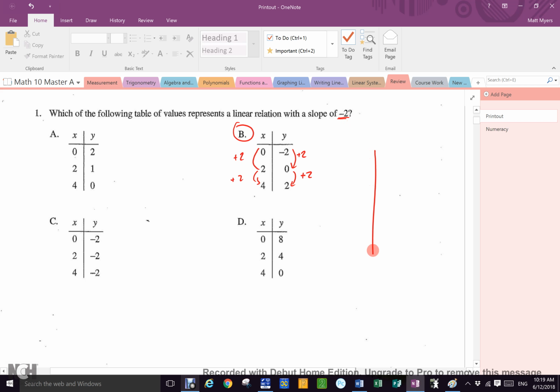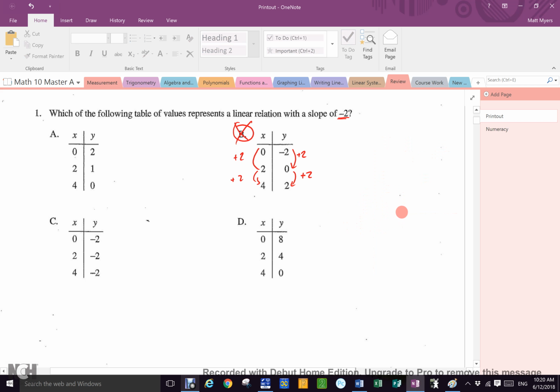Okay, let's look at it. 0, -2 would be right there, correct? 2, 0 would be right there, correct? How far up did I go? This is -2. How far up did I go? 2. How far that way did I go? 2. Slope is rise over run, isn't it? So it's 2 over 2. 2 over 2 is what? 1. What do I need a slope of? -2. So it can't be B. Okay, so we've eliminated B.